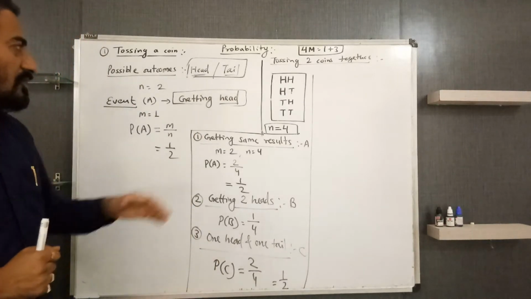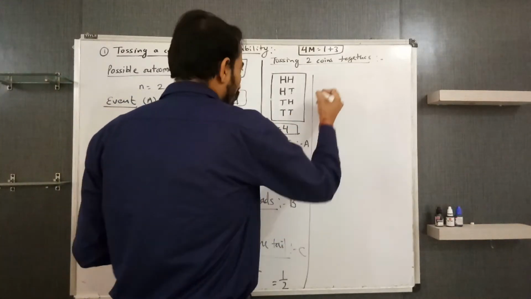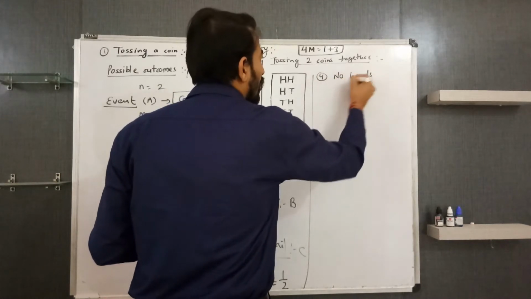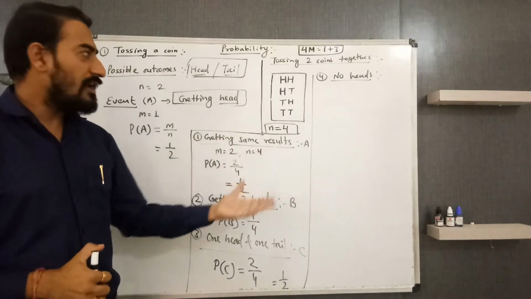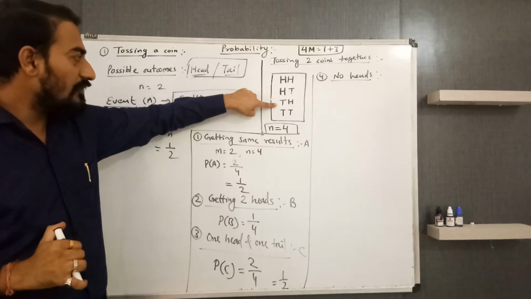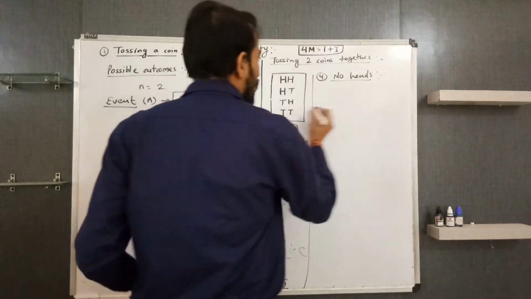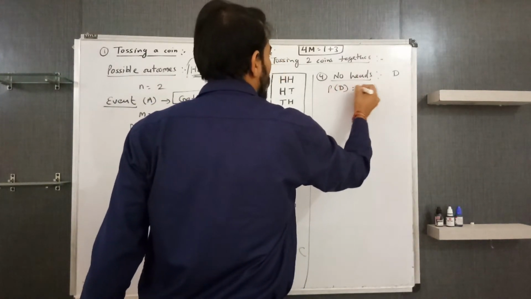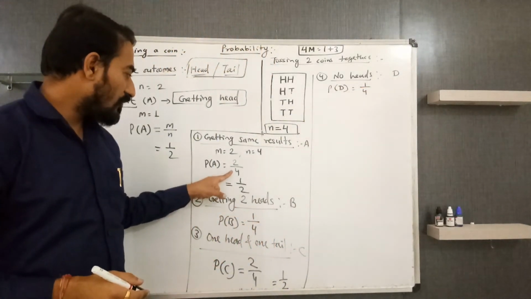Next possible question for this experiment is no heads. See, the next one is no heads. Do we have head here? Yes. Do we have? Yes. Do we have? Yes. Do we have? No. So one time, name it event D. So the probability of this event will be 1 by 4. Look at this, in every case you have to follow m by n, with n as 4.